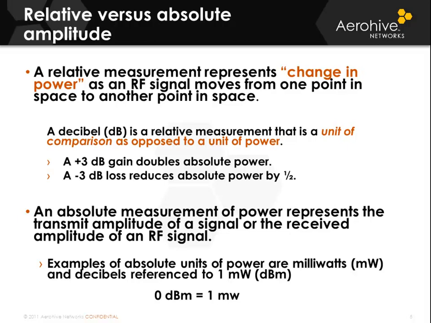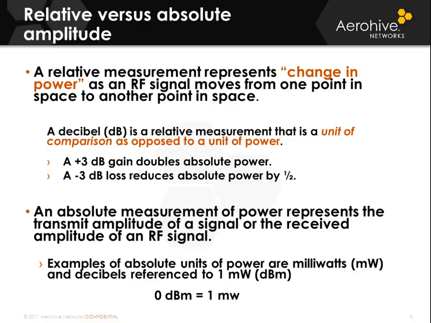As an RF signal moves from one point in space to another, it loses power due to at least free space path loss. A decibel is a relative measurement that is a unit of comparison as opposed to an absolute measure or a unit of power. For example, a 3 dB gain doubles absolute power, while a 3 dB loss reduces power by 1/2.